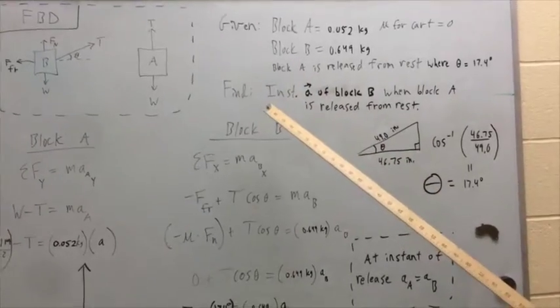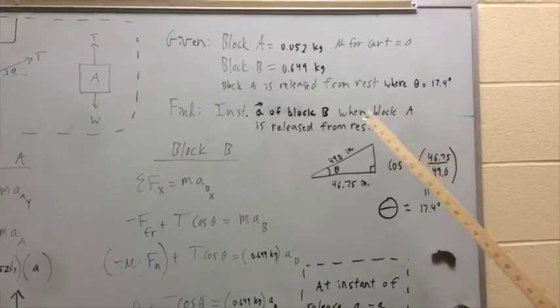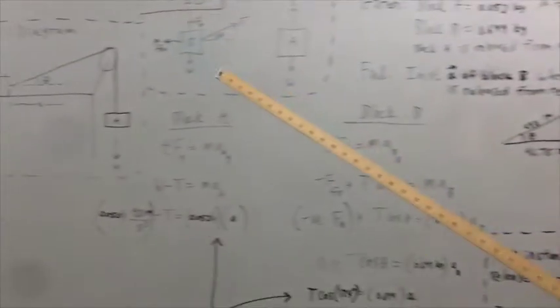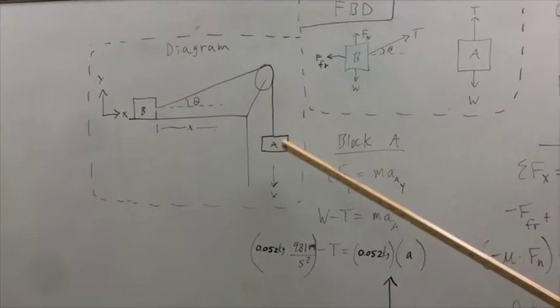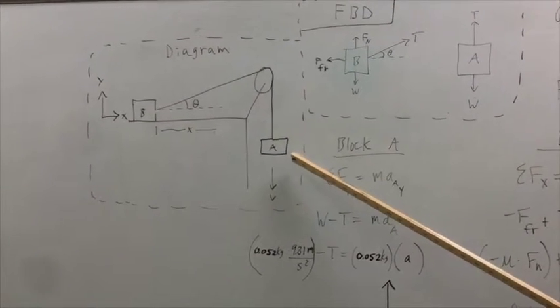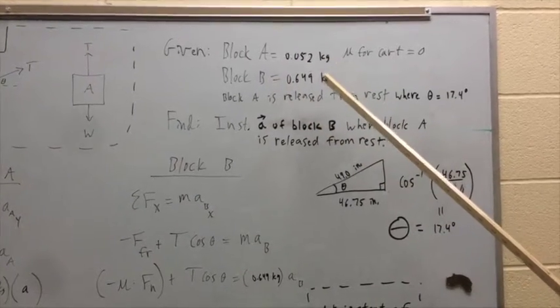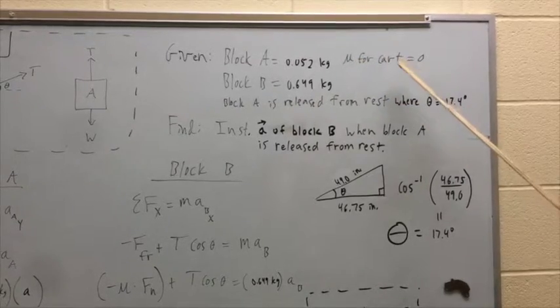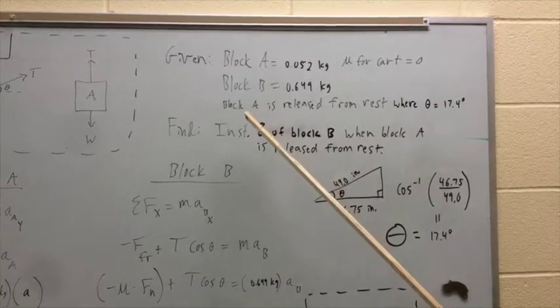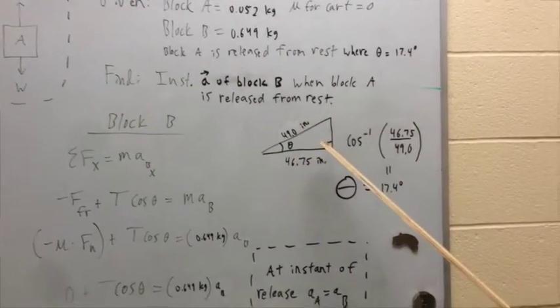Our goal is to find the instantaneous acceleration of our block B when block A is released from rest. So moving over to the diagram here, block B, we're determining the instantaneous acceleration of this right as block A is released from rest. So we have some values that were given. We've measured block A and block B, their masses we have here. We're assuming that mu, the coefficient of friction for our cart, is 0, and then we measured the initial theta by getting a hypotenuse and an x component of our length.